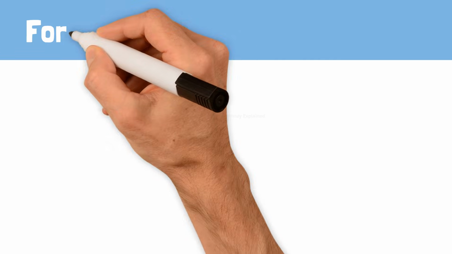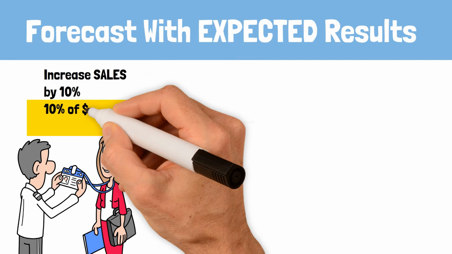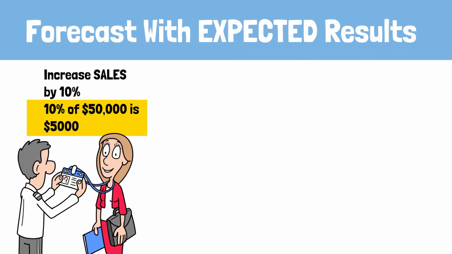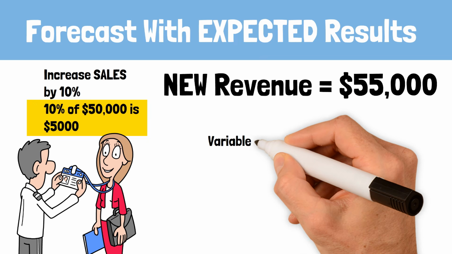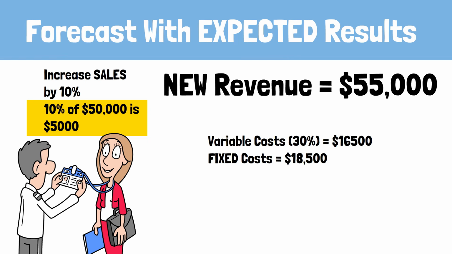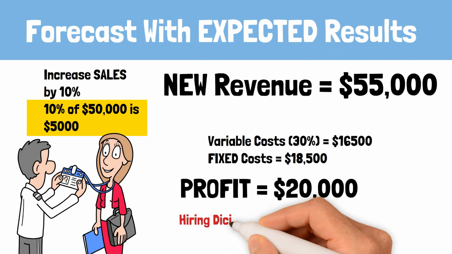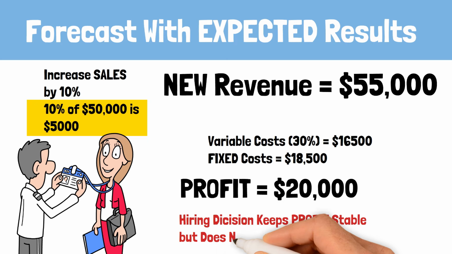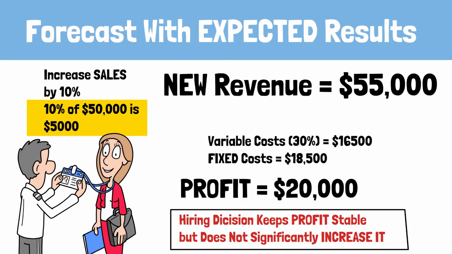Now, let us forecast with expected results. Suppose the new employee helps you increase sales by 10%. 10% of $50,000 is $5,000. New revenue becomes $55,000. Variable costs at 30% become $16,500. Fixed costs are now $18,500. Profit becomes $20,000. This tells you the hiring decision keeps profit stable but does not significantly increase it. That insight alone can save months of stress.